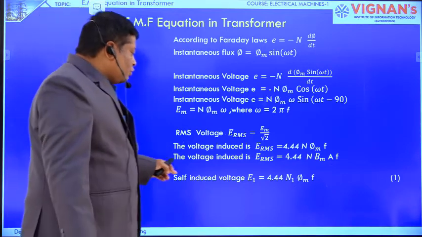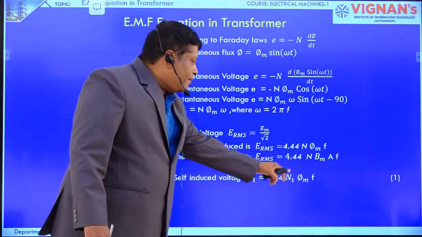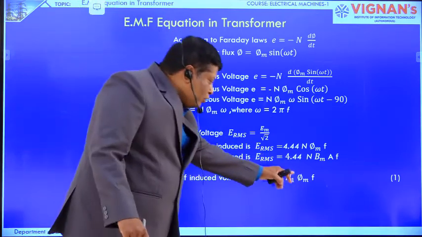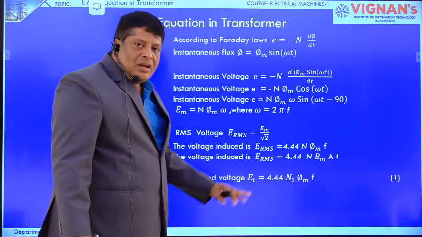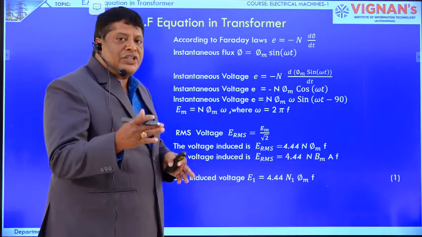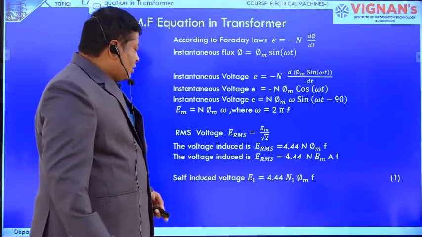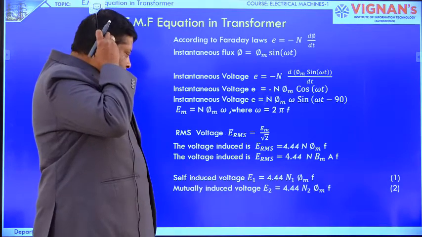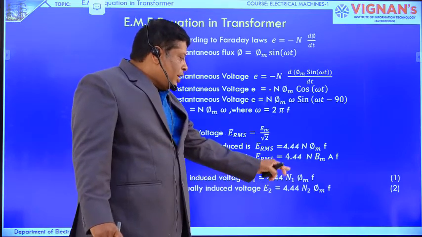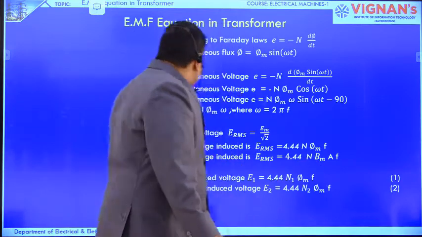Now the self-induced voltage E1 equals 4.44 N1 φm F. If you want to replace φm with the flux density, φm equals the maximum value of flux density times the cross-section area of the core. In the same manner, the mutually induced voltage in a transformer E2 equals 4.44 N2 φm F. Here we have taken this as equation 1.